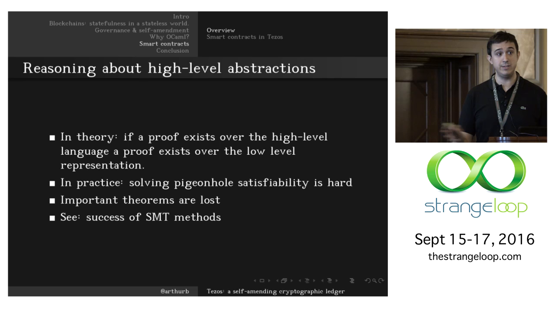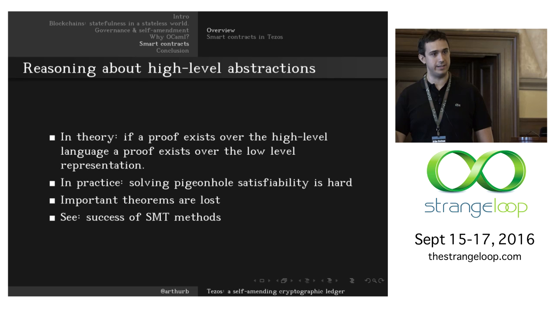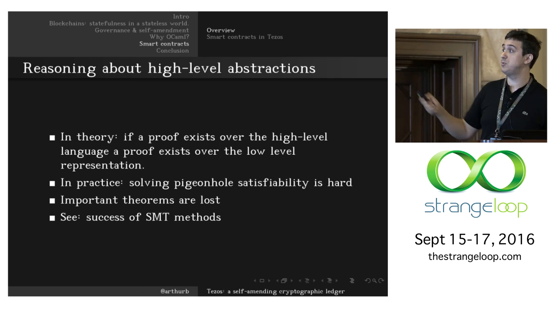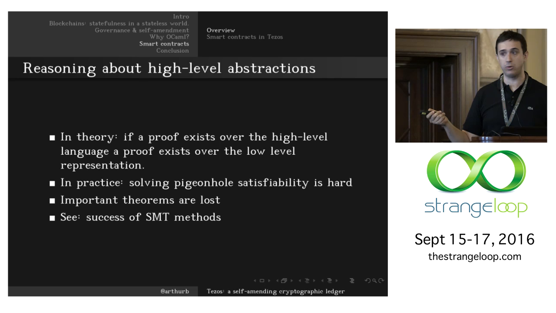And if you were presented this problem at this very low level, you would have to basically reinvent arithmetic in order to get a concise proof. So whenever you go from a high-level abstraction to a low-level abstraction, you lose important theorems about your data. And this is why SMT methods have been so successful.